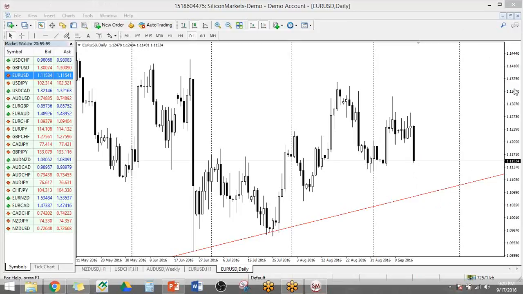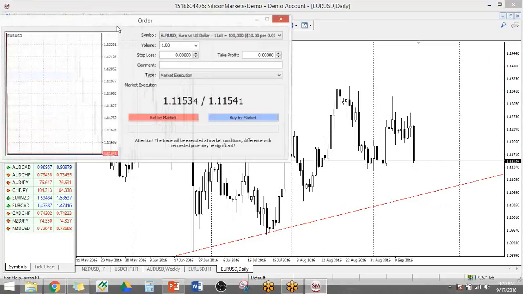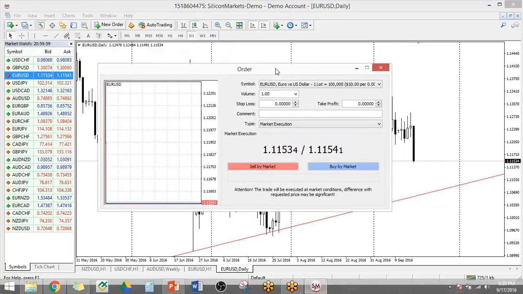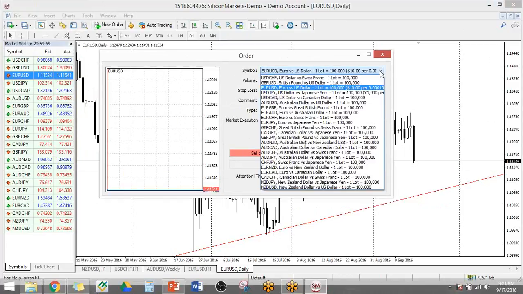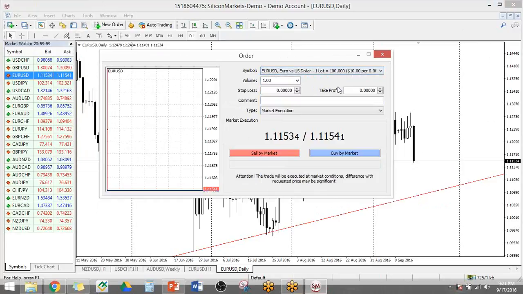Anyway, so continuing on. Let's say we're going to sell up until this trend line over here. So we click on new order, and you have some sort of an order sheet. Think of it as an order sheet where we fill in all our details for our trade. Click on symbol so that you're sure you're at the right pair. We're at EUR/USD right now.